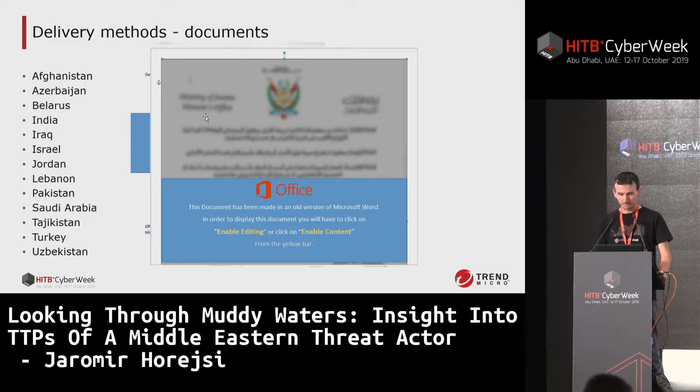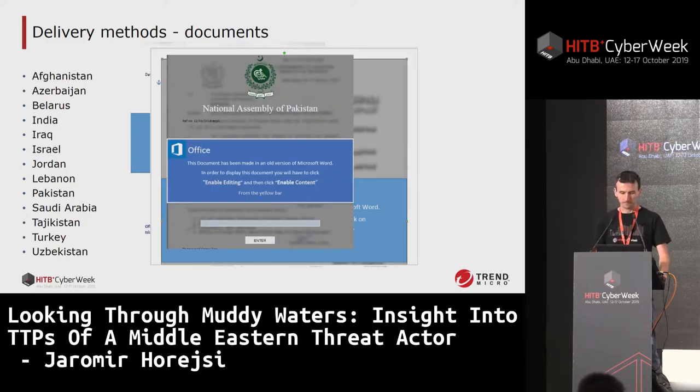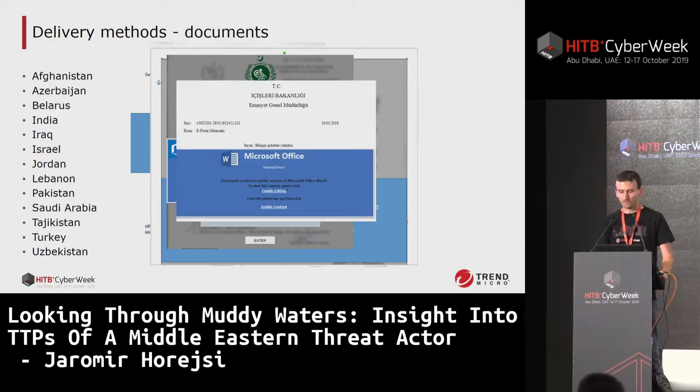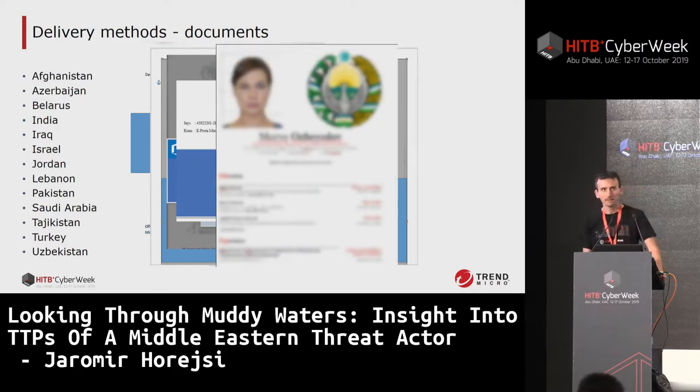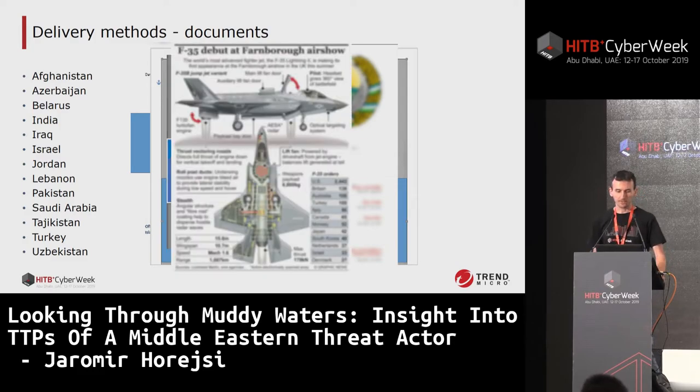There are other cases. This one is related to Pakistan. Not all of them we were able to distinguish, but all of them are related to some Middle Eastern countries. Turkey: this one looks like a CV, like a person applying for a job, so it's a little different from the previous cases. And this one was interesting because of this F-35 fighter. It was sent to some institutions or targets in Turkey after they were kicked out of the F-35 program. So these are examples of the documents.